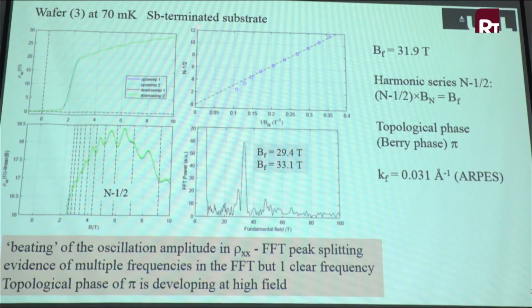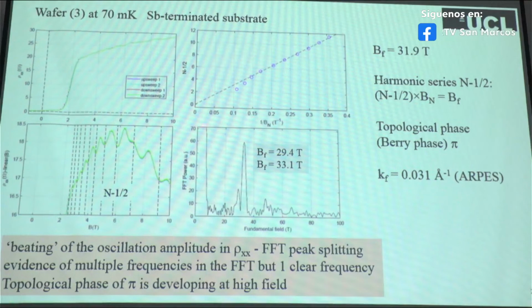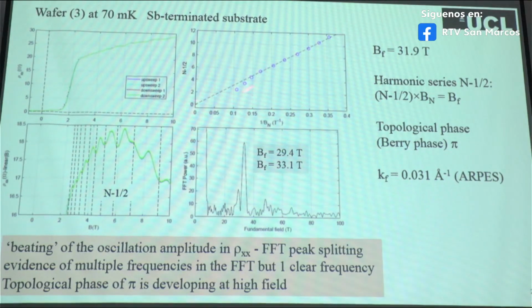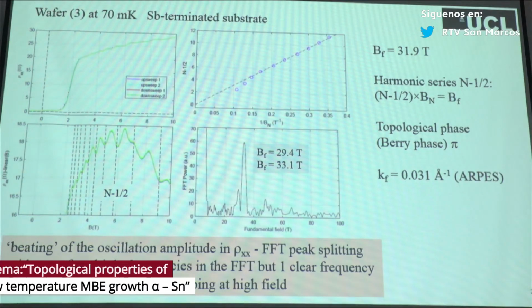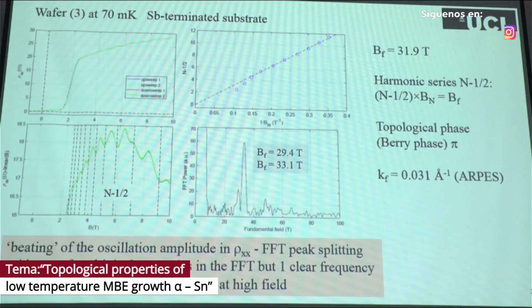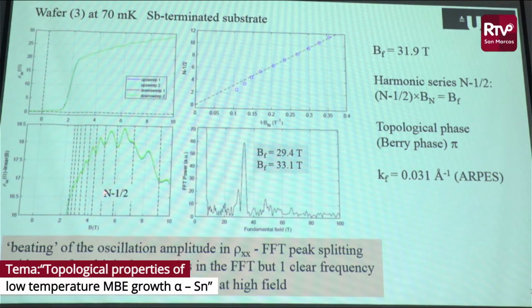So if we plot the minima index minus a half as a function of 1 over B now, it starts to deviate from that. But this factor of a half here tells you straight away that we've got this extra phase in this system, which is very characteristic of a topological insulator. So the carriers now in a magnetic field take on this Berry phase, and because this number is a half here, that Berry phase is pi.